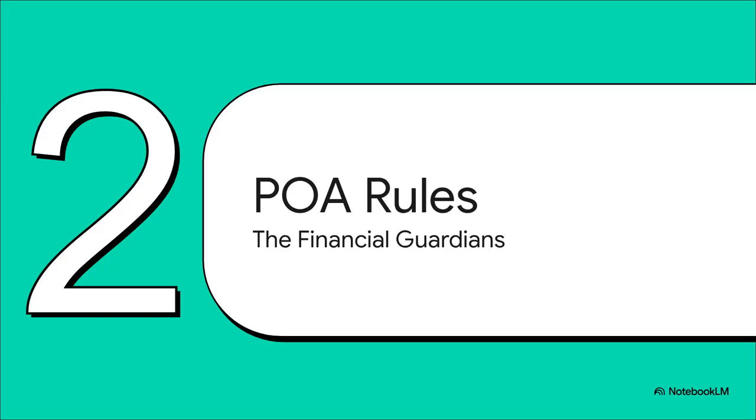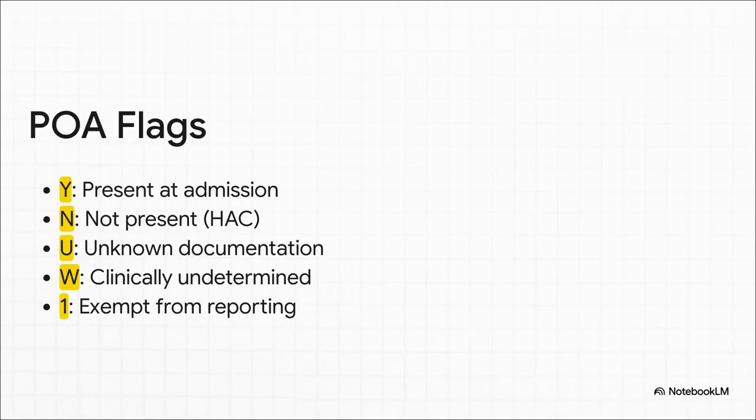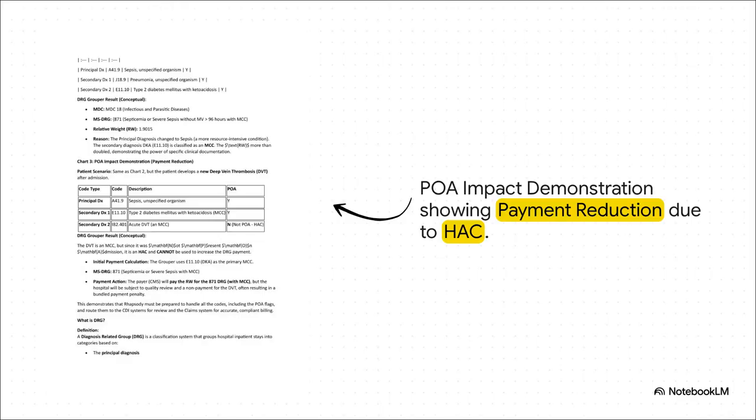Moving on to Section 2, our financial guardians, the POA rules. So what happens if that high-paying MCC wasn't actually present the moment the patient arrived? That brings us to present on admission, or POA indicators. These flags are the true financial guardians of a claim. They tell the exact story of the patient's condition at the precise moment the inpatient admission order is written. If a condition is marked N, for not present on admission, CMS slaps a hospital-acquired condition label on it. The financial fallout from that N flag is massive.